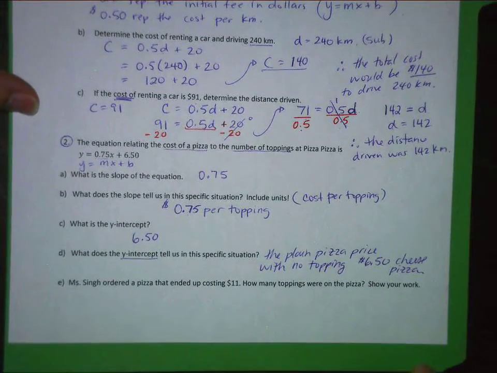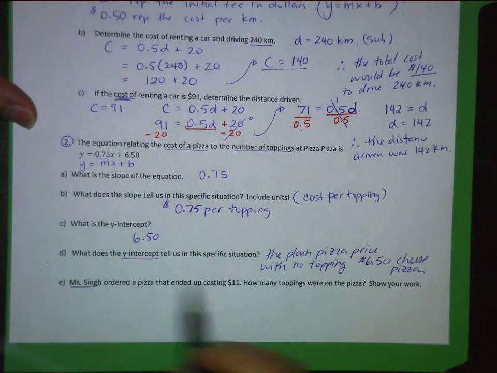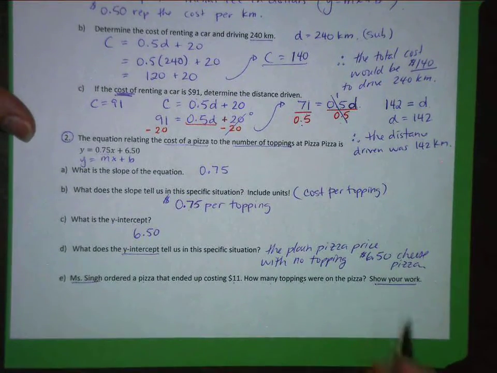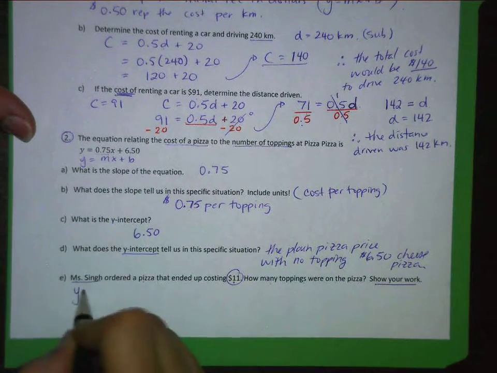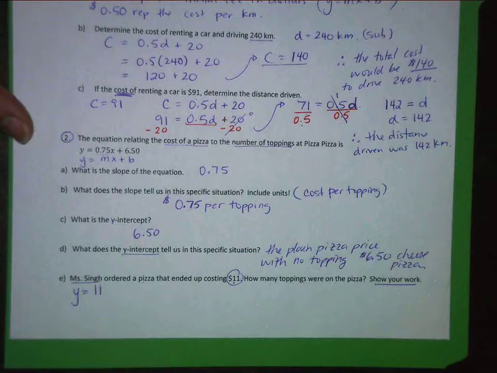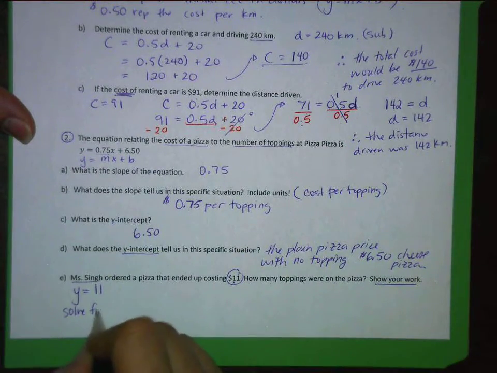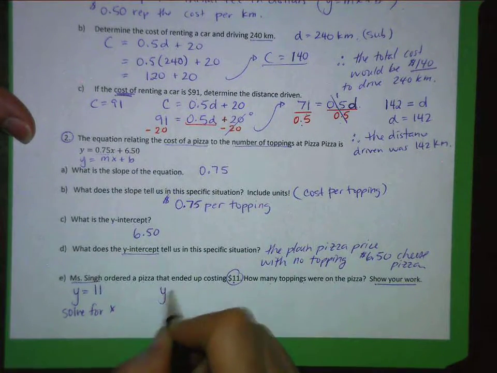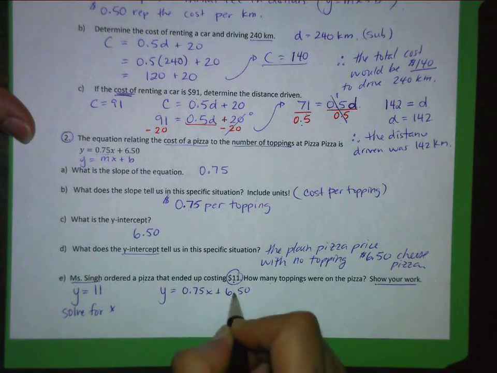All right, so Ms. Singh ordered a pizza that ended up costing $11. How many toppings were on the pizza? Show your work. The first thing I'm going to think about is that $11. The pizza cost $11, so that's y. That's the total cost. y is equal to 11, and what I'm solving for is x. So let's write down the formula. y is equal to 0.75x plus 6.50. Sub in the 11.